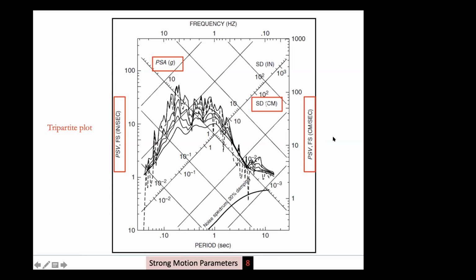So how to read this plot? For example, we are interested in this period. We go to the curve of interest with the damping that we are interested in, and we can see the PSV from this axis related to this period, or if we are interested in the other unit, we can read it from here. Then we can use this value as PSA and this value here as the spectral displacement at this period. Was that clear?